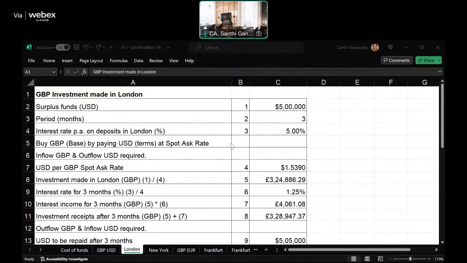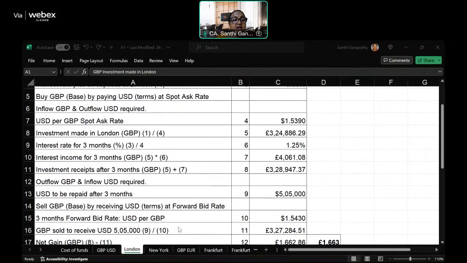So how much is the investment you can make in London? What is the interest rate? What is the interest income? What is the investment receipt after 3 months? Now you have to repay 505,000. So whatever is the amount that is required, you will have to find out.